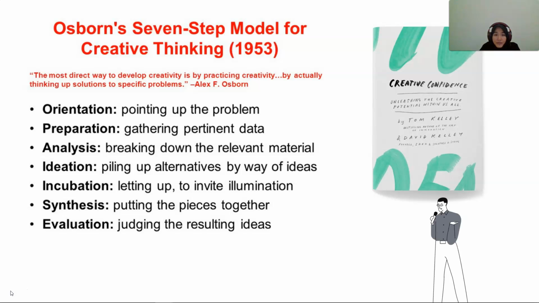So what are the steps that we have? 7 steps. We have orientation. If you look at it, it is almost the same as the basic concepts or processes proposed by Wallace and also Young. So Osborne has the first stage, which is orientation, and then we have preparation, analysis, ideation, incubation, synthesis, and evaluation. The basic idea is about gathering materials.